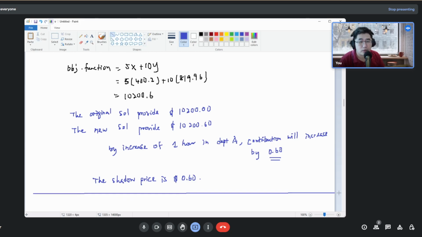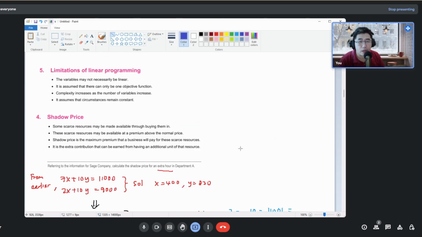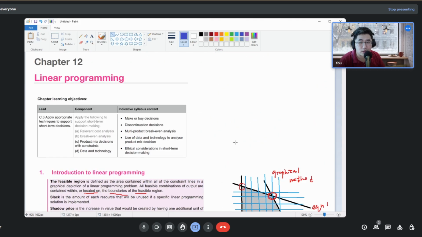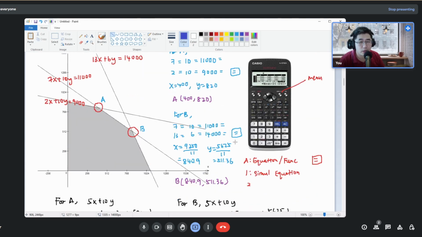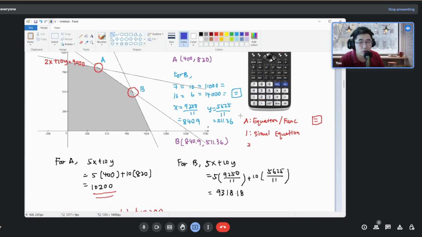And this is all about linear programming optimization questions. Hope that you practice by using your calculator.